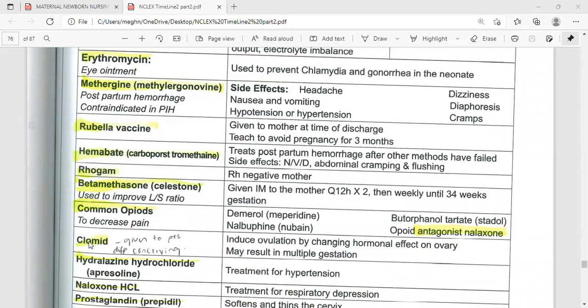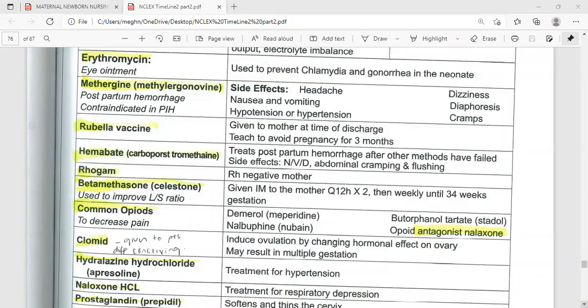The next drug, clomiphene, is used to treat infertility in women and given to the patient so they can conceive. So for infertility, clomiphene-induced ovulation, by changing the hormonal effect on the ovary, may result in multiple gestation. Another drug is hydralazine hydrochloride. This is an antihypertensive medication that treats hypertension in pregnancy.